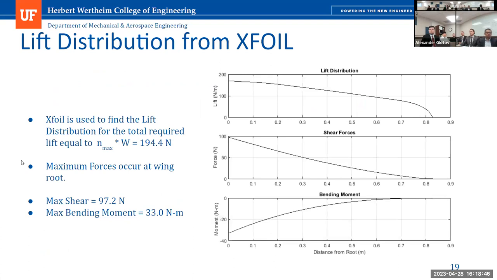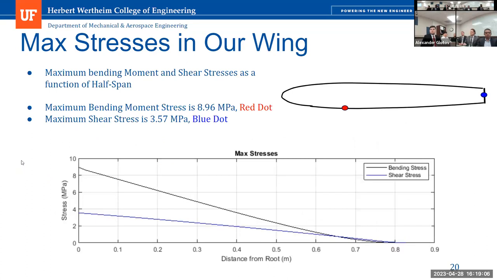This is the lift distribution that we have obtained from XFOIL with the actual wing of the shape we've designed, producing the total lift force of 194.4 newtons. Next slide. This produces the max stresses in our wing with a max bending stress of almost 9 megapascals and a max shear of 3.57 megapascals.